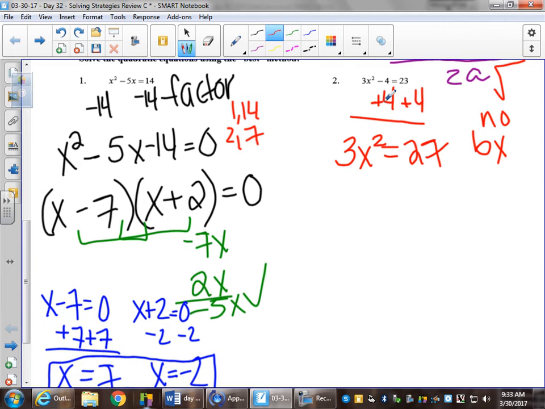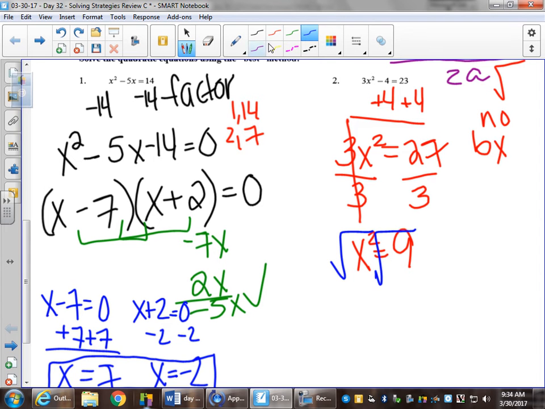What do you use for whole numbers? You have to divide. Not yet though. What do you have by 3? The reason we didn't subtract 23, we added 4, is because this has no b term, we have to isolate our x. So x squared equals 9, and we get x equals plus or minus 3. Perfect.